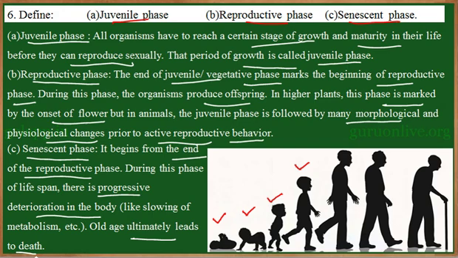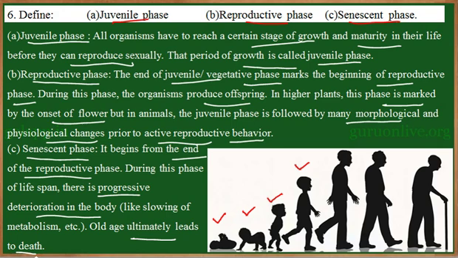Now such changes, where it loses the ability to divide, where an organ is not functioning, or loses the ability to recover, all these changes which occur in a slow manner and cannot be reversed back, are called as senescent phase. And finally the senescent phase leads to the death of an individual. It is also called as old age.